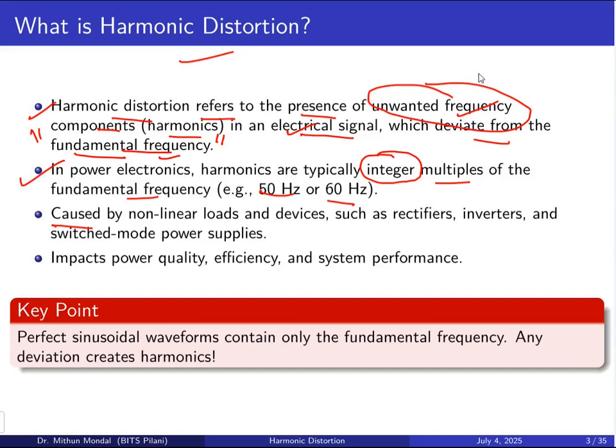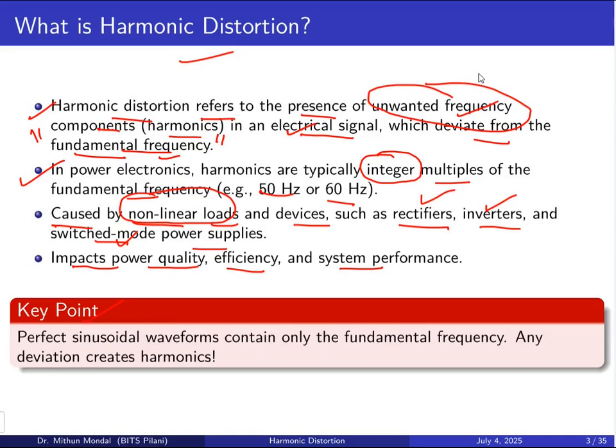These are basically caused by the non-linear nature of the loads and devices such as rectifiers, inverters, and switch mode power supplies. So we can see that because of the non-linear nature of the load as well as power electronic equipment, the harmonics are generated. The harmonics can impact the power quality, bring down the efficiency, and affect the system performance. So harmonics have many disadvantages and they impact the quality of the power.